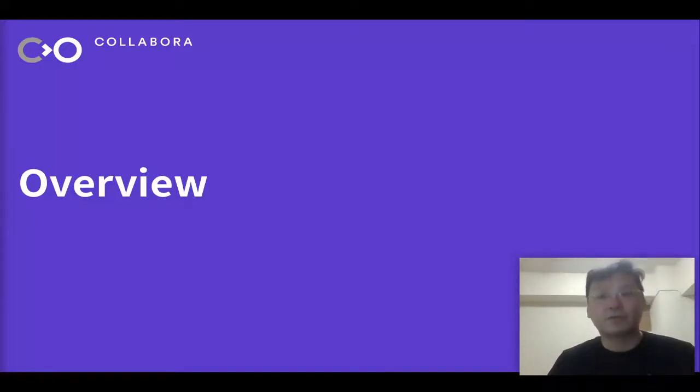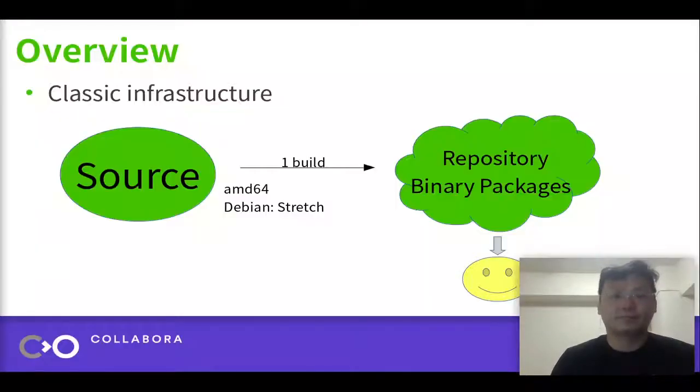Let's have an overview and see the classic packaging infrastructure compared with OBS. Here is how the classic packaging infrastructure works. You have to build a binary package from a source package and then put it into the repository for your users to download. For example, here you provide the AMD64 Debian stretch package for your users.